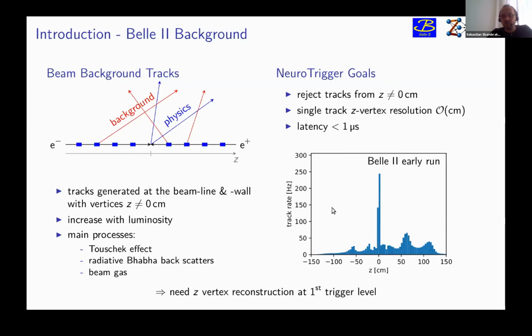And this plot on the right shows early Belle 2 data, where the luminosity is still very low, but you can already see the huge peaks here outside. With the z-vertex trigger, we could make such a cut, for example, here at ±20 centimeters and get rid of most of this background.